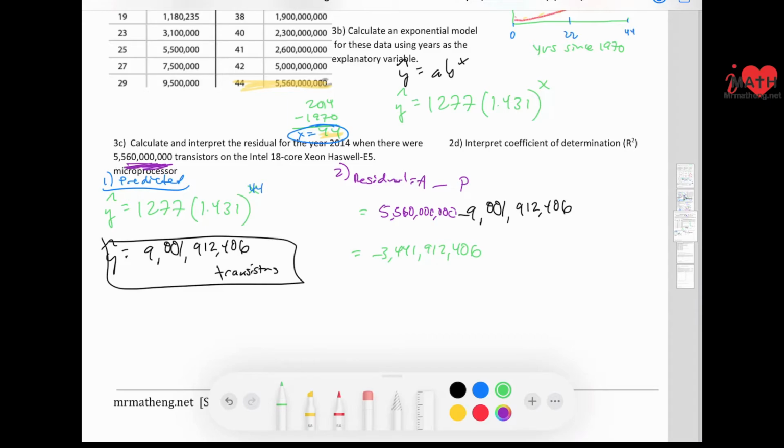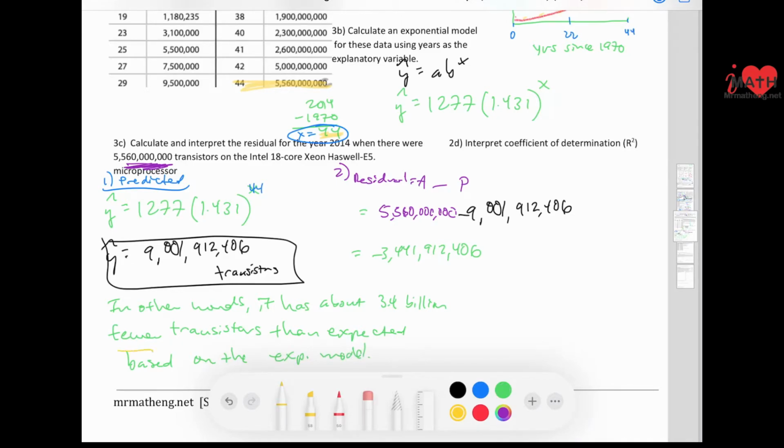Okay, basically, what does that mean? Let's write it over here. In other words, it has about 3.4 billion less or fewer transistors than expected, based on the exponential model.